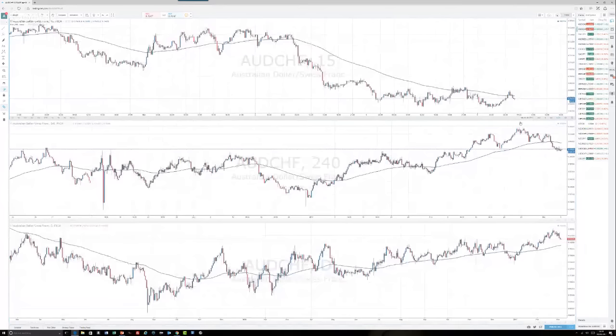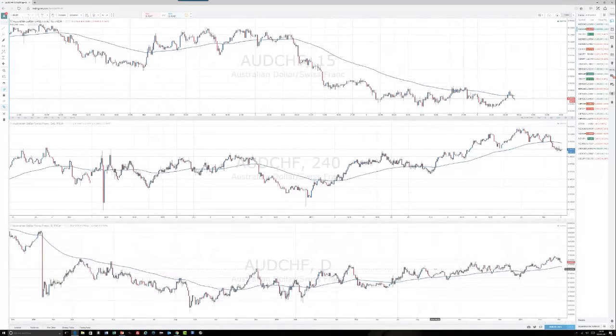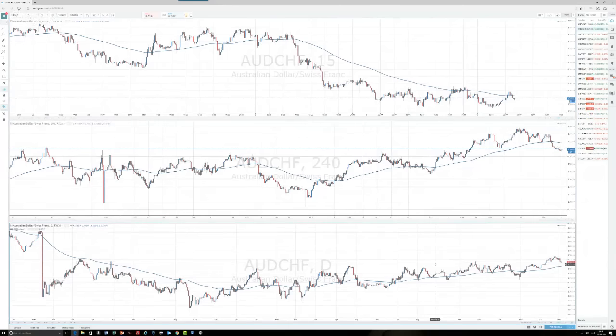Looking at the Aussie franc, remember, first thing we're going to do is let's zoom out a little bit and let's get in all of our support and resistance lines. So one, we can see the overall picture of the market. And secondly, we can figure out which direction we want to be trading in.